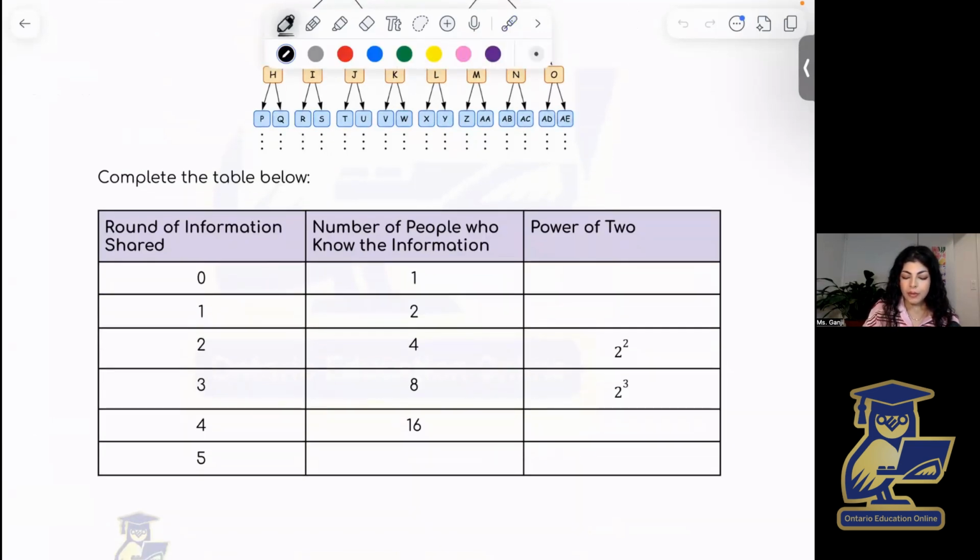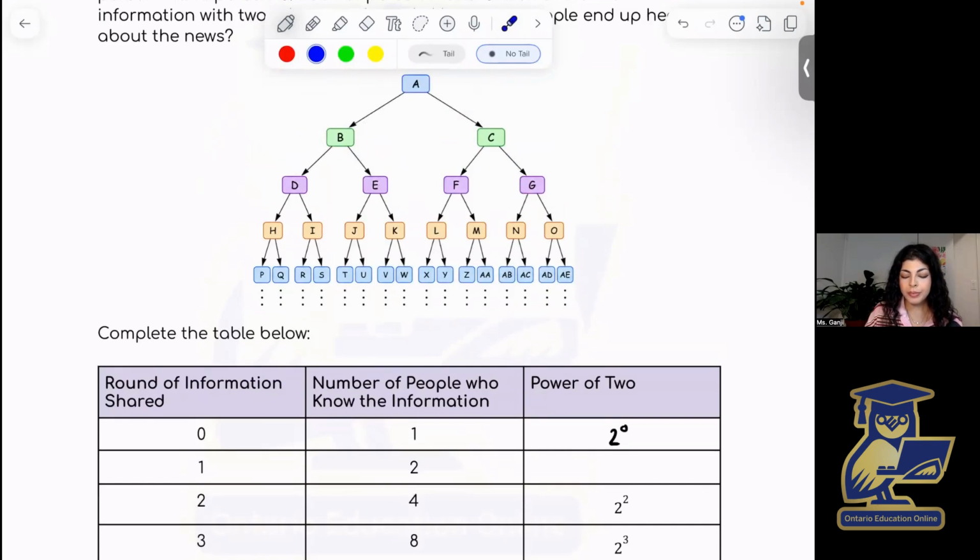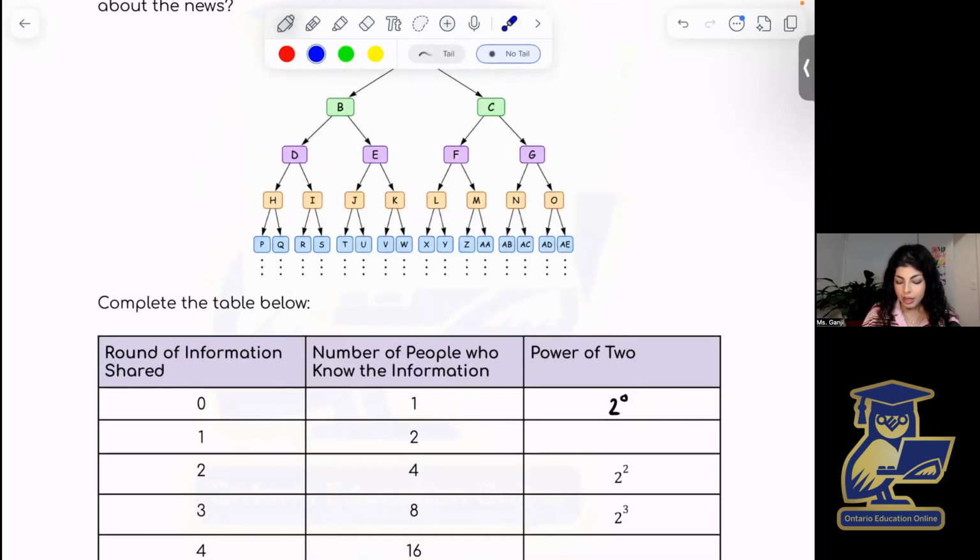So in the first round, so right now only the first person knows, and that's person A. So here we write this as a power of 2, 2 to the power of 0. Then in the next round of information shared, so this is now the first round, which is this first row we saw here, A has now told person B and C. So now two people know information here.